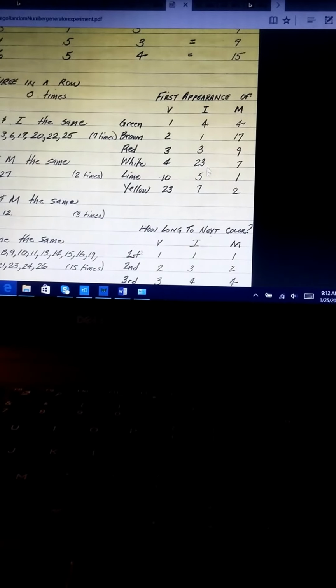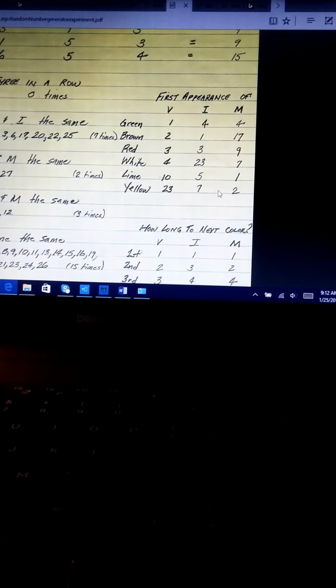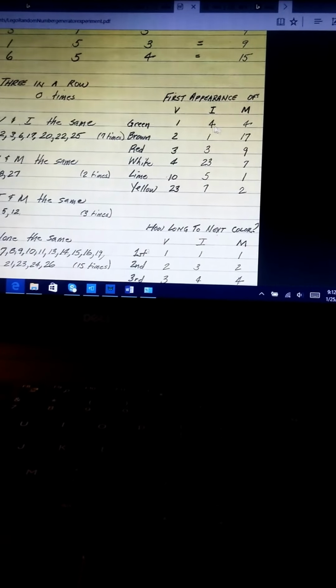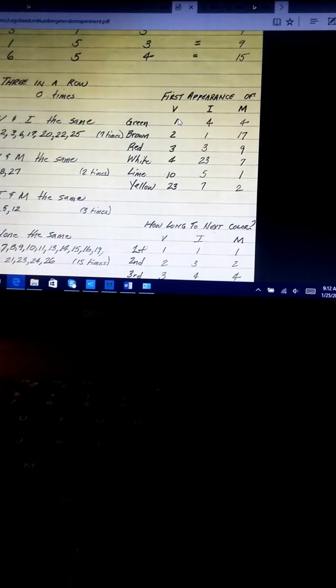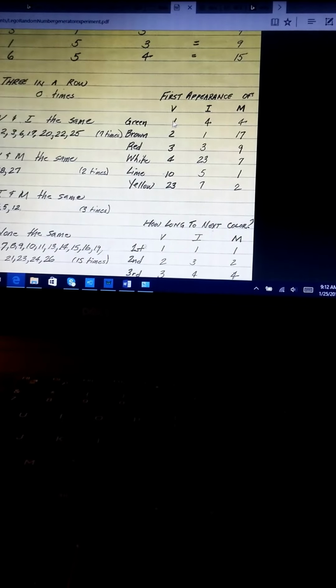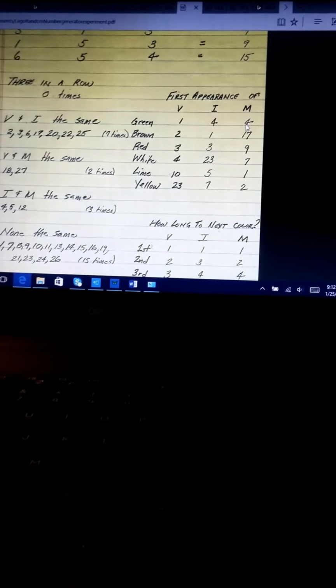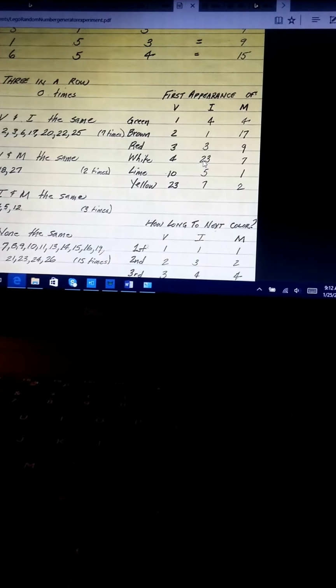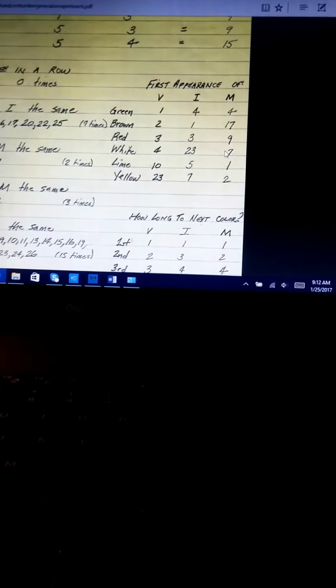Here I'm listing the first appearances of the different colors. The different colors appeared in different sequences. It appeared right off the bat for Victoria. Green, for example, was in slot 4 for Isaiah, slot 4 for Michael. Like this one here, white. 4 for Victoria, was the 23rd pick for Isaiah and the 7th for Michael.